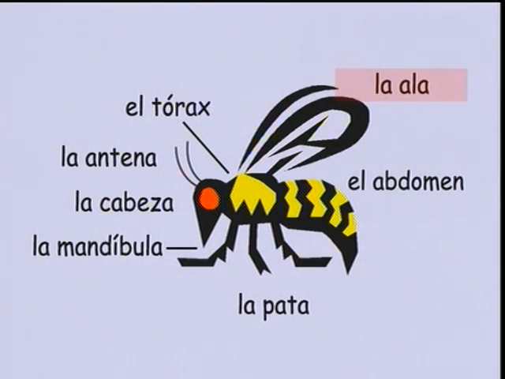The last part of the wasp is the wing. La ala. Say it with me. La ala. La ala is the wing. Let's say all the parts together now.